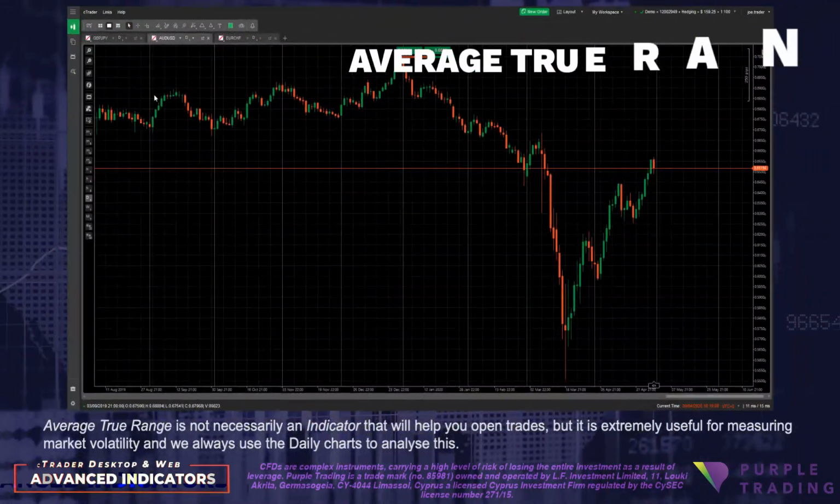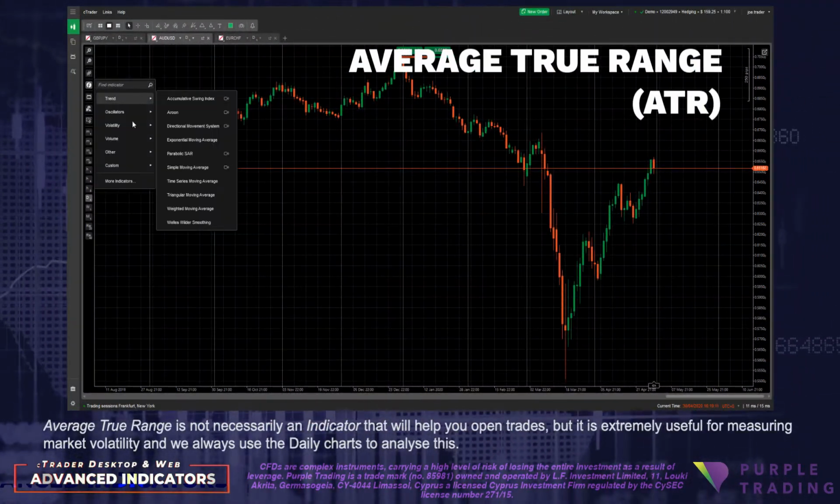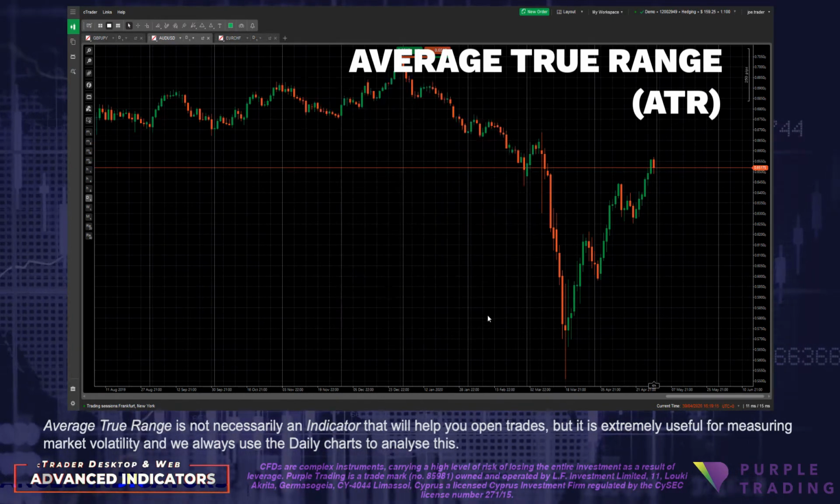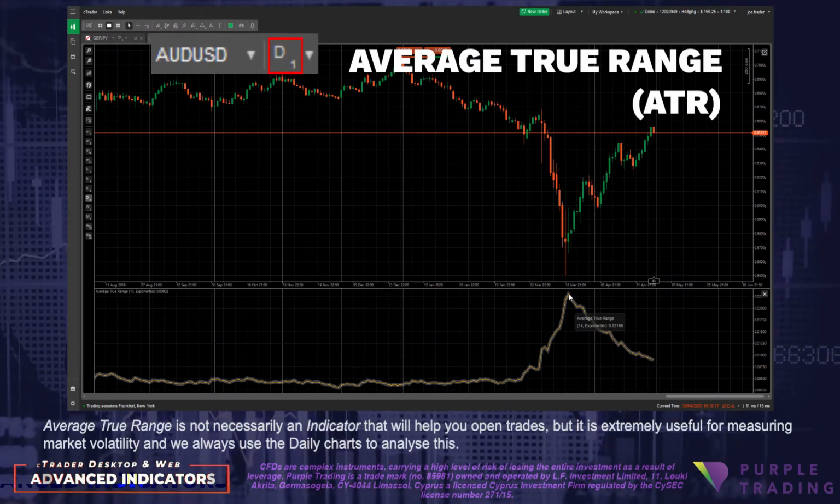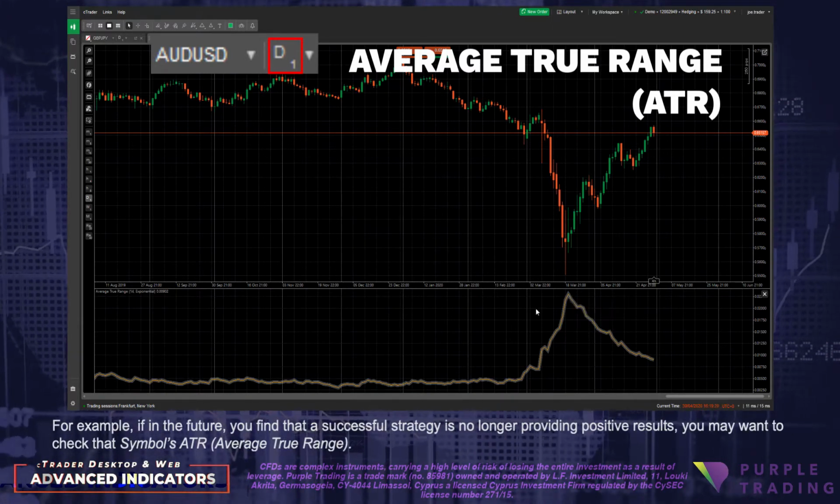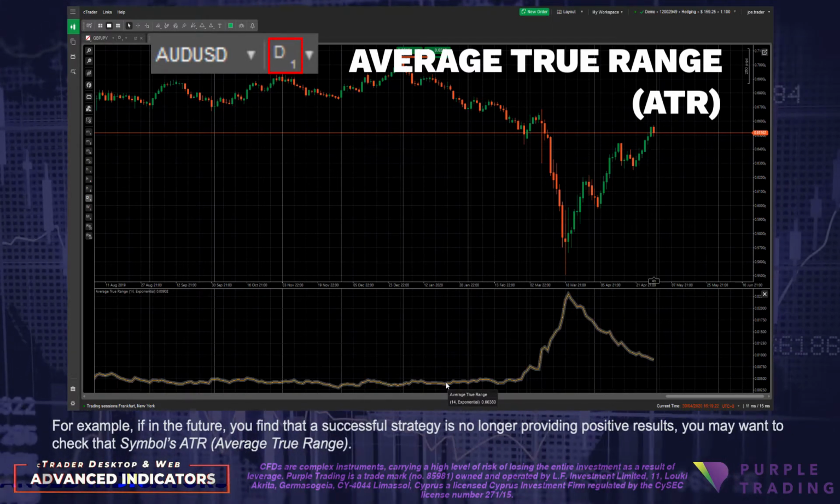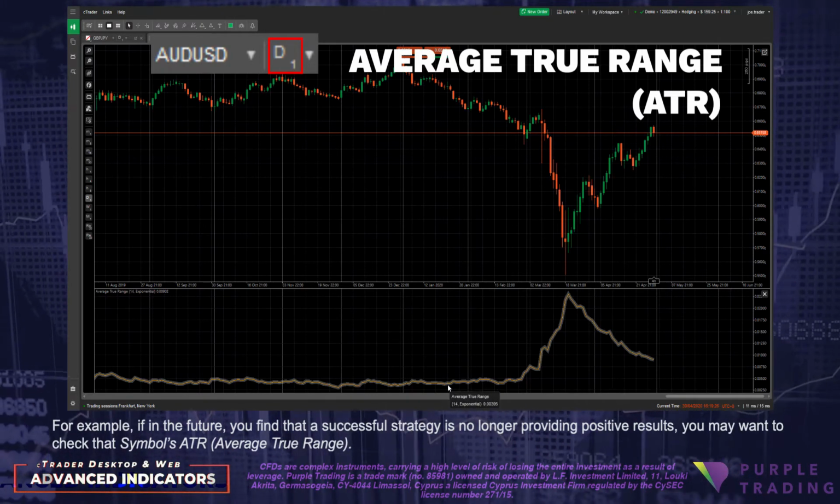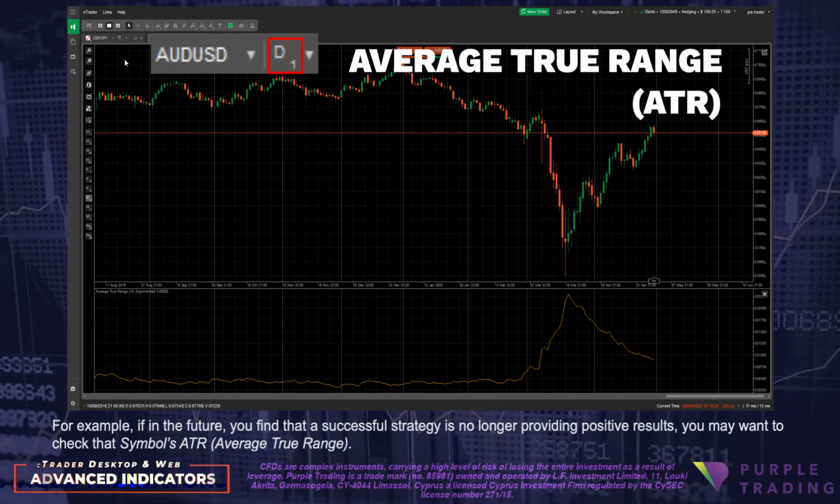Average true range is not necessarily an indicator that will help you to open trades, but it is extremely useful for measuring market volatility, and we always use the daily charts to analyze this. For example, if in the future you find that a successful strategy is no longer providing positive results, you may want to check that symbol's ATR, or average true range.